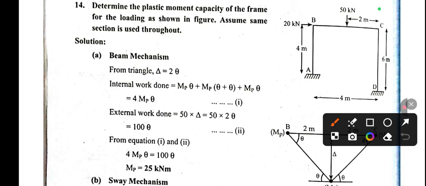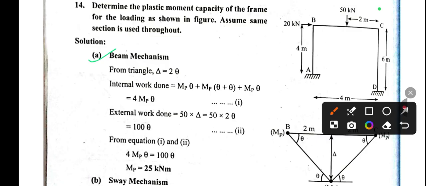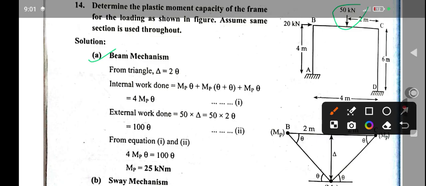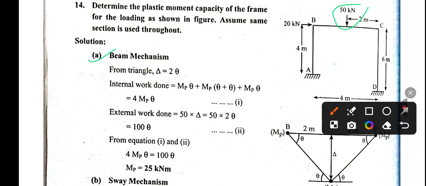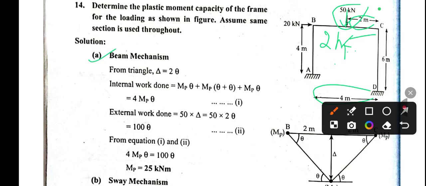Very first we have the beam mechanism. For the beam mechanism we need to consider the vertical load, that is 50 kN. This 50 kN load is acting on the BC portion, 2 meters from the C side. The total span is 4 meters, here is 2, so the remaining portion is 2 meters. It means this 50 kN is acting at the center of the BC span.